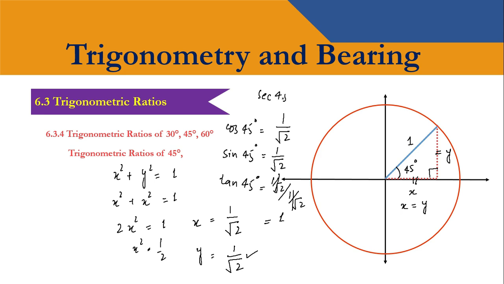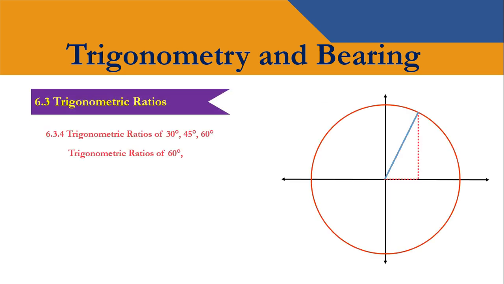Secant 45 degrees is equal to the reciprocal of cos 45 degrees, which is root 2. Similarly, cosecant 45 degrees is the reciprocal of sine 45 degrees, which is root 2, and cot 45 degrees is equal to the reciprocal of 1, which is equal to 1. So in this way you can calculate all the 6 trigonometric ratios by using the unit circle. Now find the trigonometric ratios for an angle of 60 degrees.